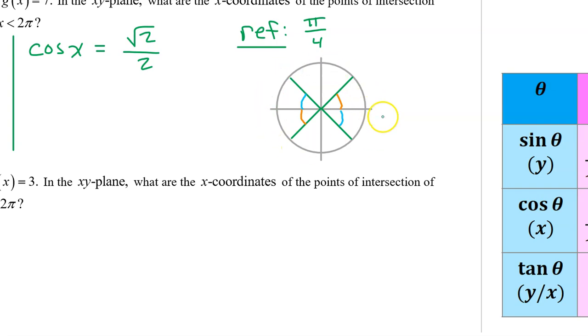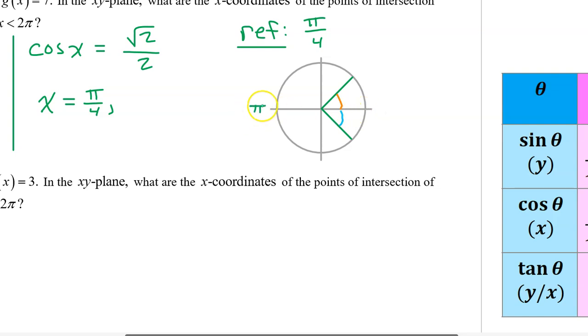Between 0 and 2 pi, there are 4 angles with a reference angle of pi over 4. There's one in every quadrant. However, in this case, we want the cosine to be positive, and cosine is the x value on the unit circle. X values are only positive on the right-hand side in quadrants 1 and 4, so we will only consider solutions in these 2 quadrants. In the first quadrant, the angle with the reference angle of pi over 4 is pi over 4 itself. But what about the fourth quadrant?